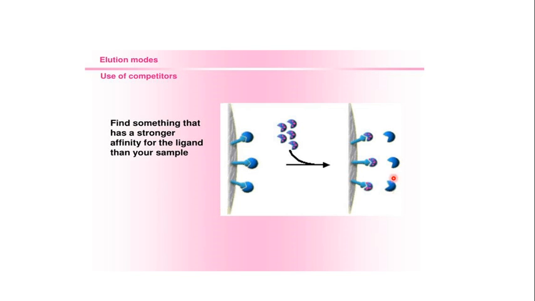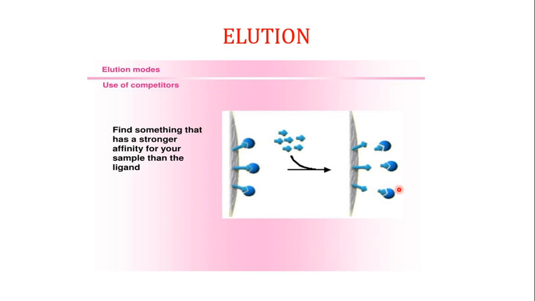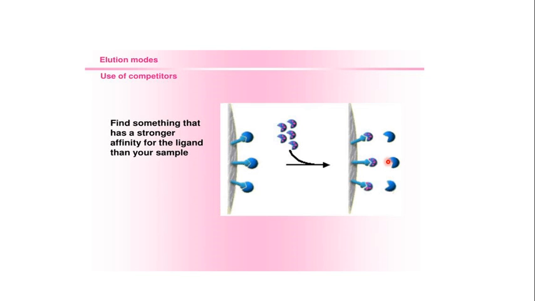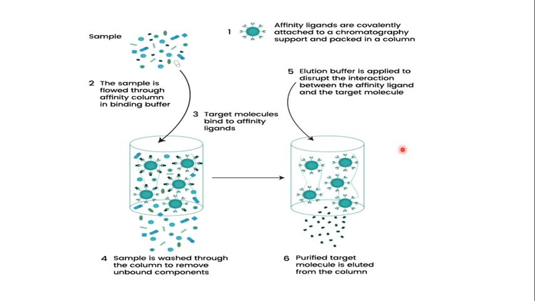Now this particular strategy is much more useful as compared to the first one, because in the first case you have eluted your target from the column, but now you have to separate it from that competing ligand as well. In this strategy, once you introduce these ligands which interact with the immobilized ligand, your target protein will be eluted in the free form, so you will not need any further processing.